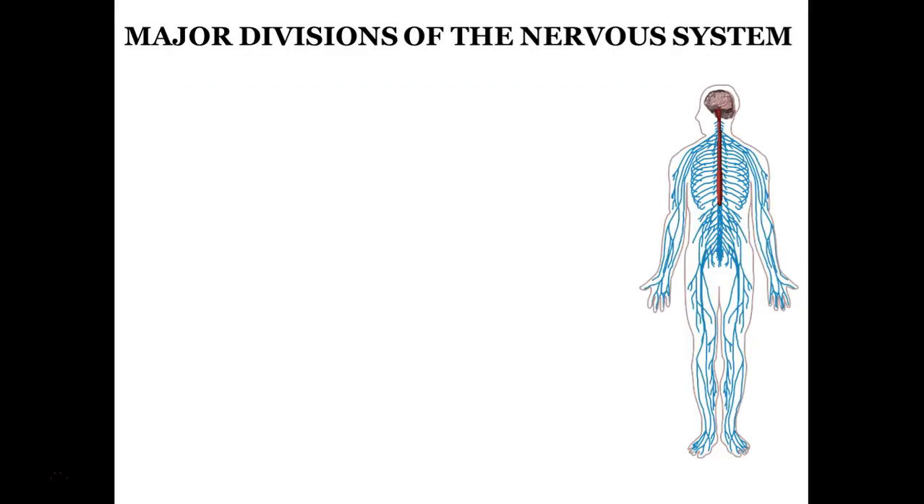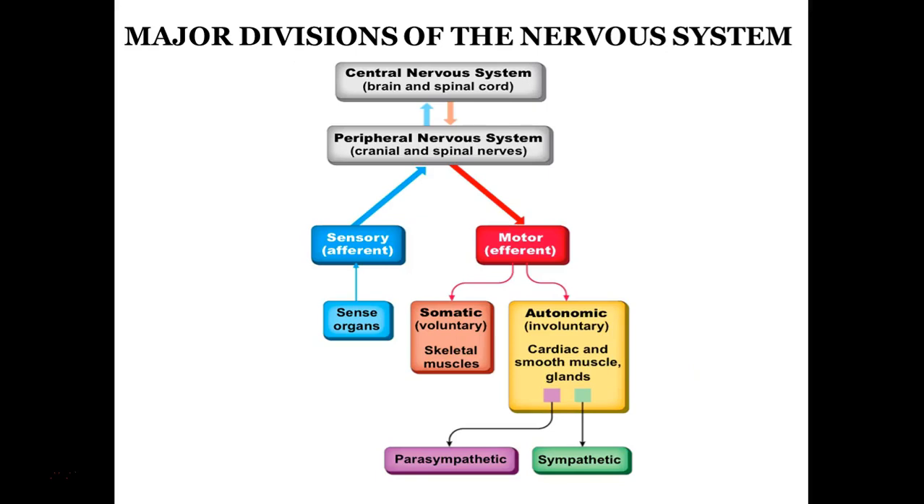So now we'll discuss the major divisions of the nervous system. Basically there are two major divisions of the nervous system. One is central nervous system, another is peripheral nervous system. Central nervous system consists of brain and spinal cord, and peripheral nervous system consists of cranial and spinal nerves. Then peripheral nervous system can also be divided into two, which is sensory and the motor one. Sensory is basically the system which receives information from sense organs, and the motor nervous system has two parts, which is somatic system and autonomic system.